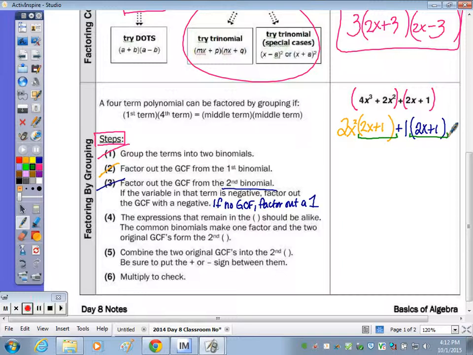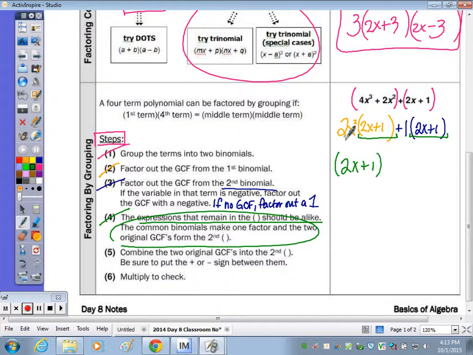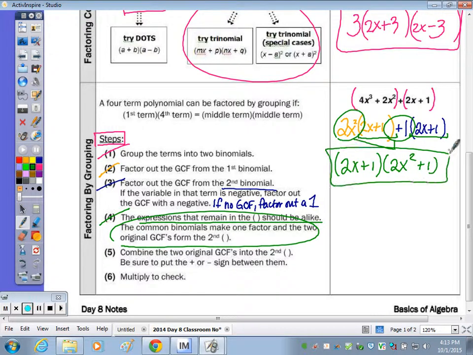So now, step 4, the expressions in the parentheses are alike. Now the common binomial factors make one factor. So this is a common factor. So these are GCFs. So I pull that out front, and then I bring these two together in my second parenthesis. So 2x squared plus 1. That's the answer. And you can check yourself by multiplication, okay? But again, you don't need to.